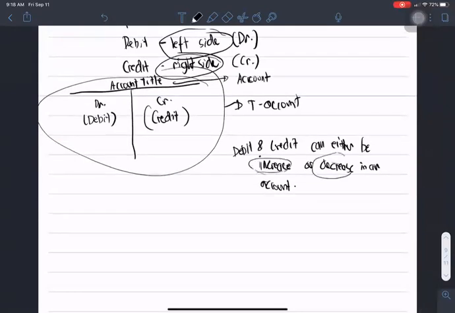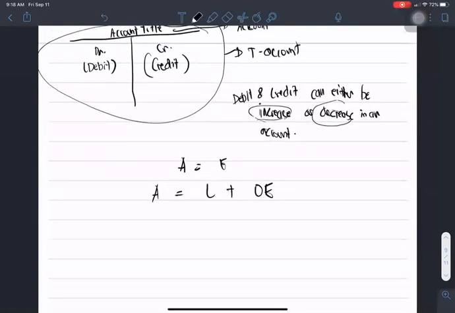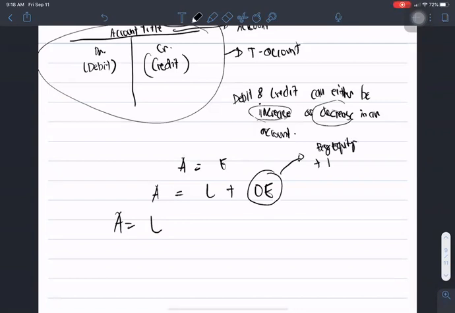So what is our accounting equation? We have your asset is equal to your equity. We expand it further. We have now asset is equal to your liabilities plus owner's equity. What are the items of your owner's equity again? Owner's equity, we have your beginning equity plus any investment less any withdrawal plus any income less any expense, right?